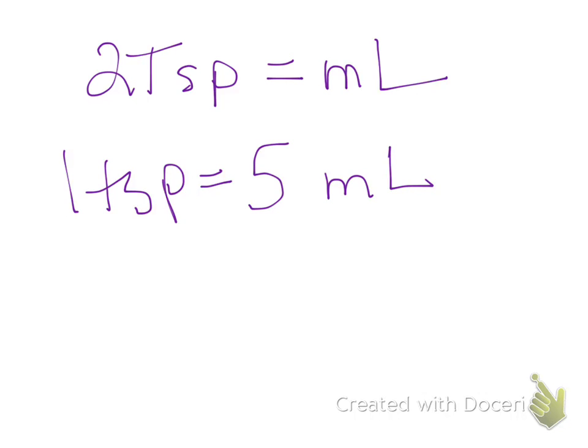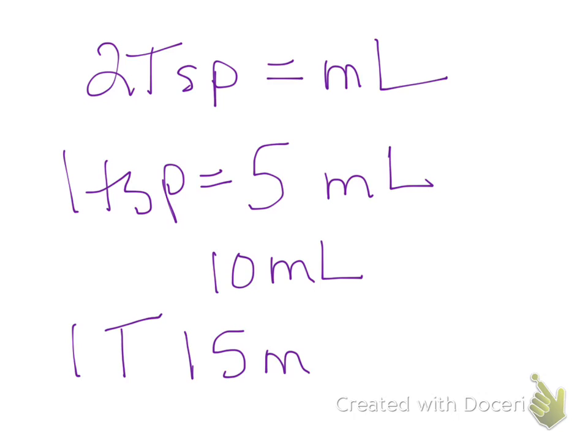And so then you would just multiply by 2. That's why it's easy to understand what these things are in memory. And then you can figure out your 2 teaspoons per mL. That would be your 10. If you want to do a tablespoon, 1 tablespoon is 15 mLs. And so then you just times that by 2, and 2 tablespoons would then be 30 mLs.